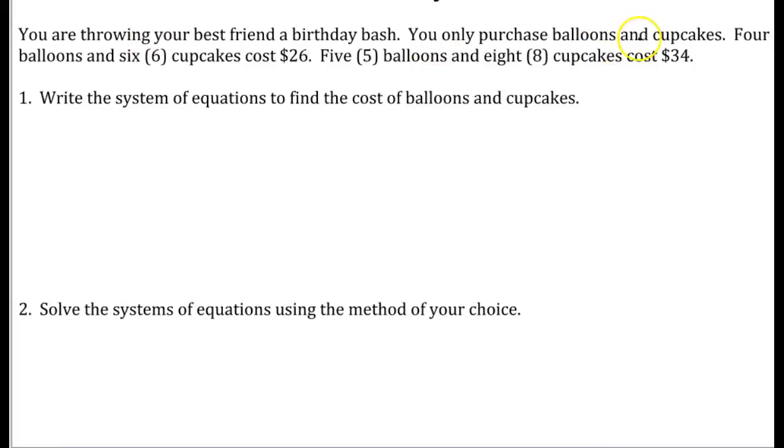So we purchased balloons and cupcakes. Before it was like currants and boats or something like that, or cherry pies, pumpkin pies. So we're always purchasing two things and trying to find out what the cost is of both of those things. So you have two variables you're always looking for. So that has not changed. Okay. So using that, can you write the two equations?